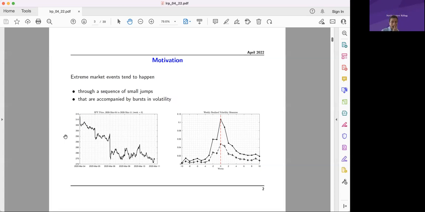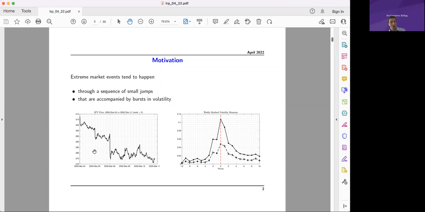What you see on this left plot is that yes, there were jumps, and in particular this overnight jump, which looks big. If I was using S&P 500 futures with high frequency data, even that jump would not look that big. But they are relatively small, and there is a sequence of those jumps.